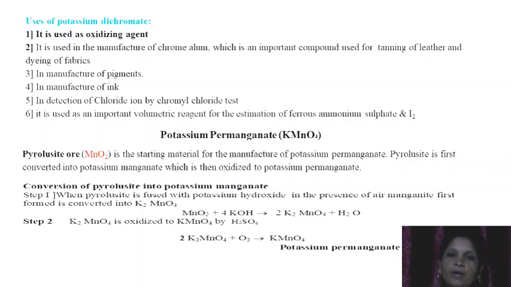Step first, when pyrolusite is fused with potassium hydroxide KOH in presence of air, manganate is obtained: MnO2 plus 4 KOH plus O2. The reaction happens to form 2 K2MnO4, that is potassium manganate, plus H2O. Now this potassium manganate, that is K2MnO4, is oxidized to KMnO4, that is potassium permanganate, as follows: 2 K2MnO4 plus O2 giving KMnO4.